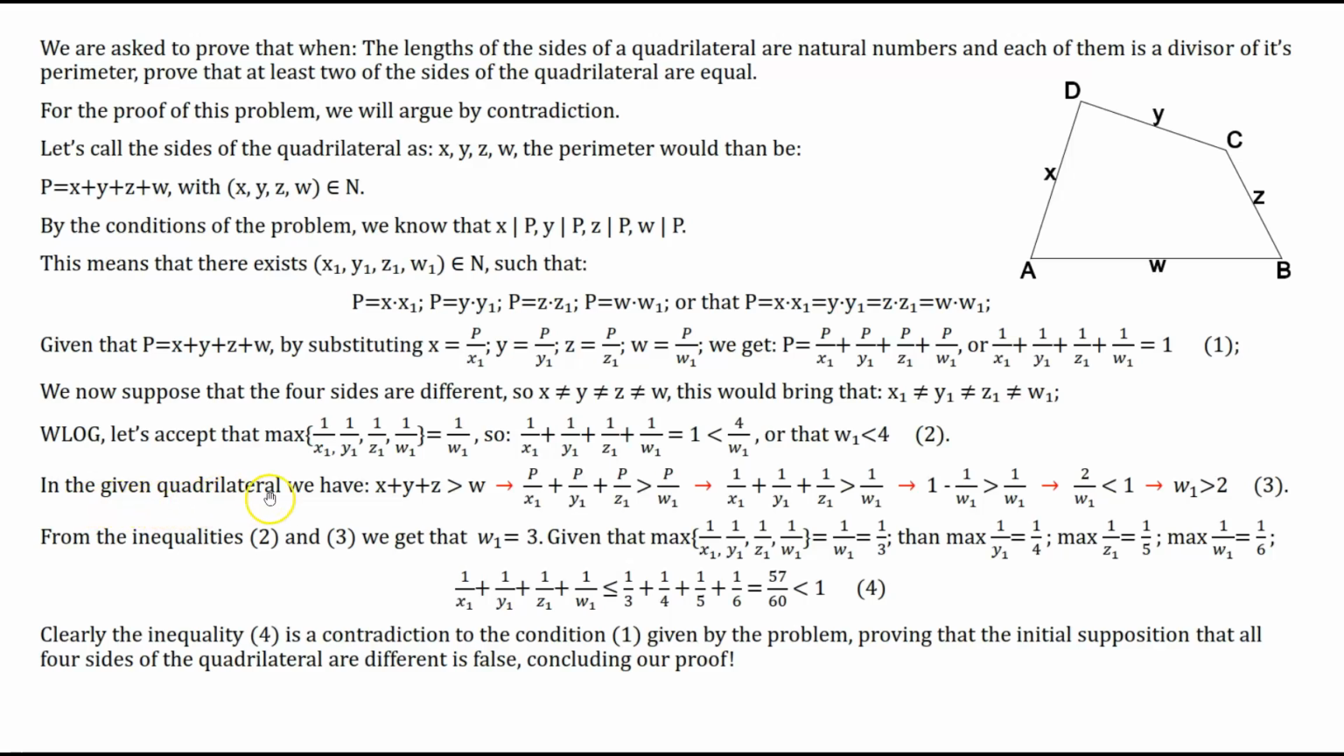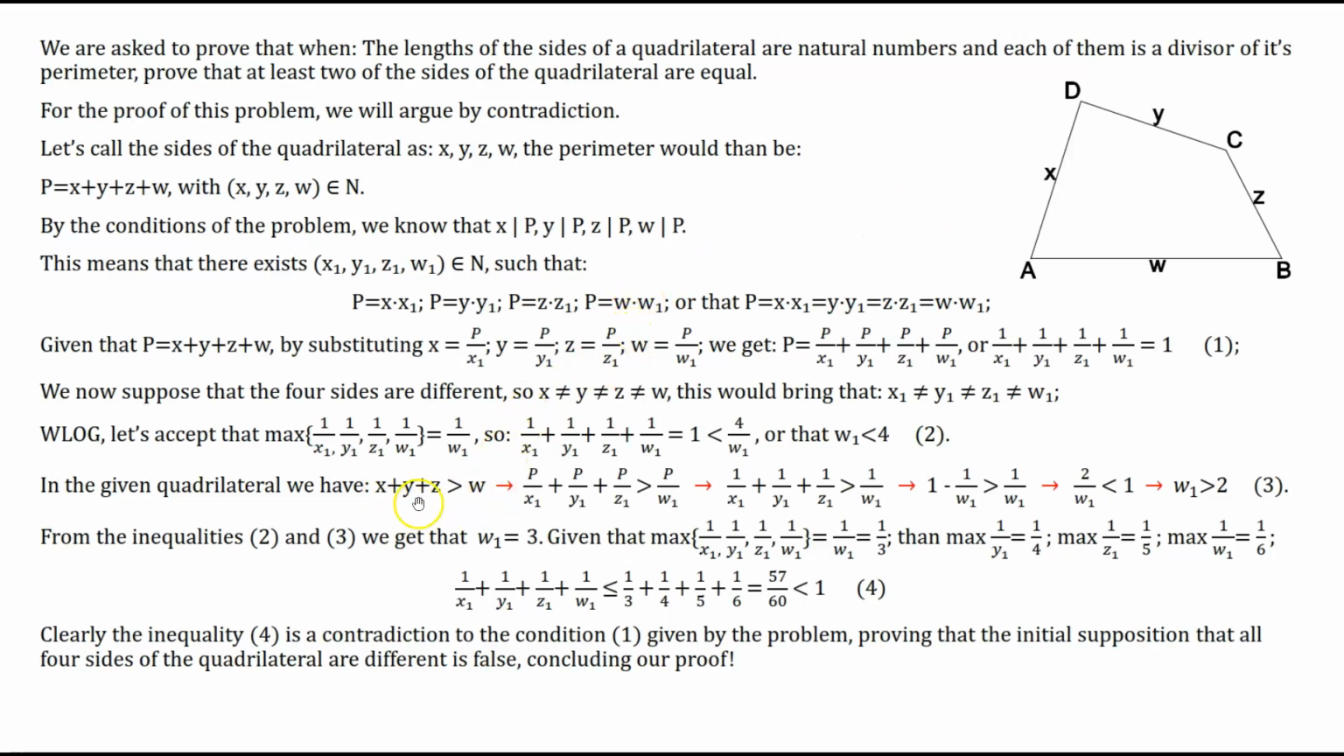Now we know that in the given quadrilateral, of course, x plus y plus z is greater than omega, because both these sums represent the distances from point A to point B. In the first case, we have the path omega, while in the second case, we have the path x plus y plus z, which of course is greater than omega.